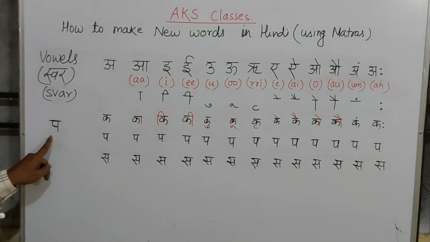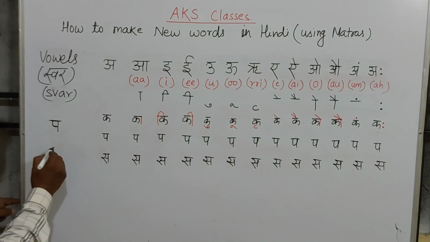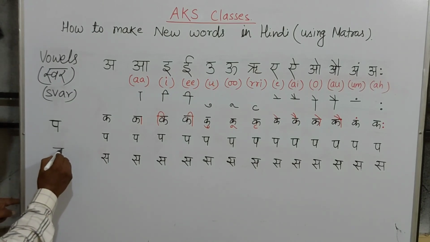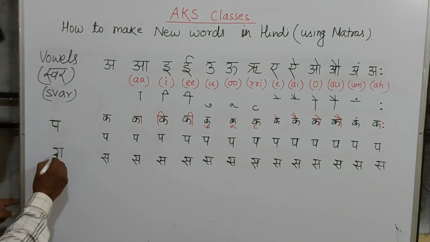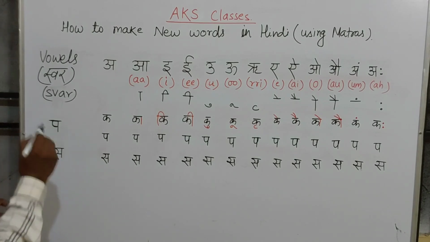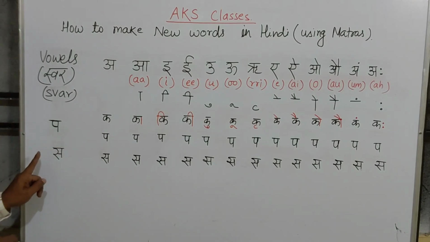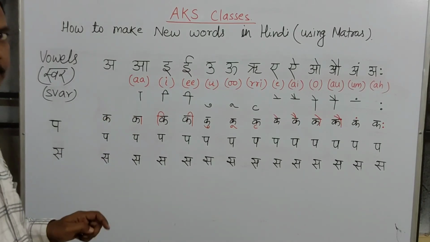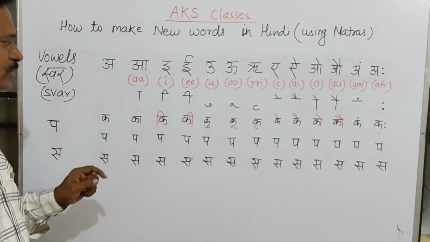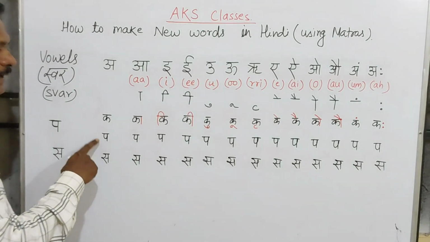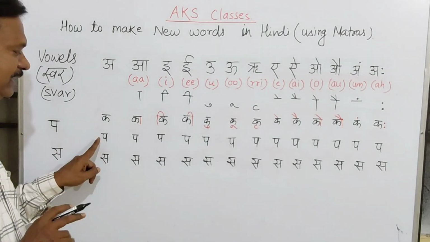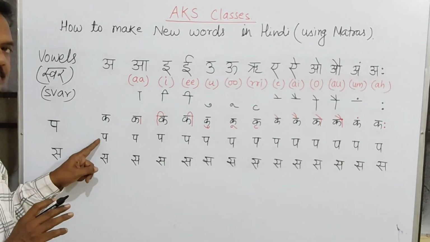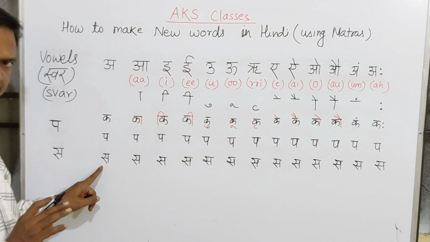And for this, we draw like this. And now it becomes sa. The sound is sa. So let's see how matras can be added with these consonants. This is pa. There is no additional sound. We write it like this. This is pa and this one is sa.